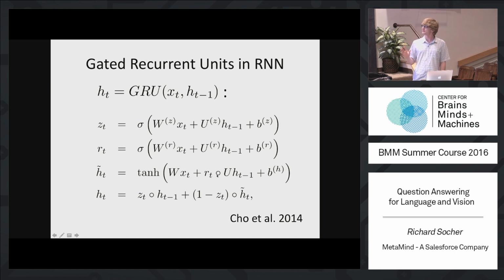Now, what does this do? Basically, remember this is a sigmoid, so all the numbers here are between 0 and 1. If this reset gate here is all 0, what that means is we basically will ignore all the stuff from the past. And we say, what you just read, that word, is more important than anything else in the past.